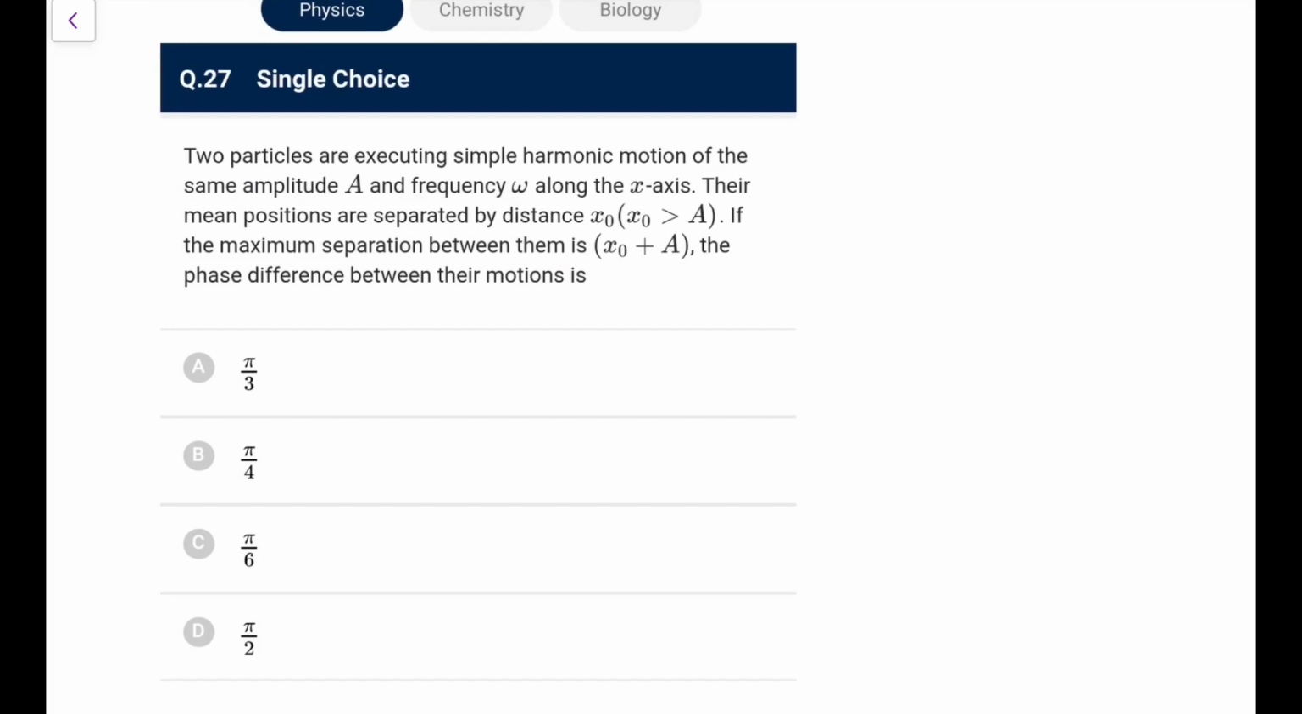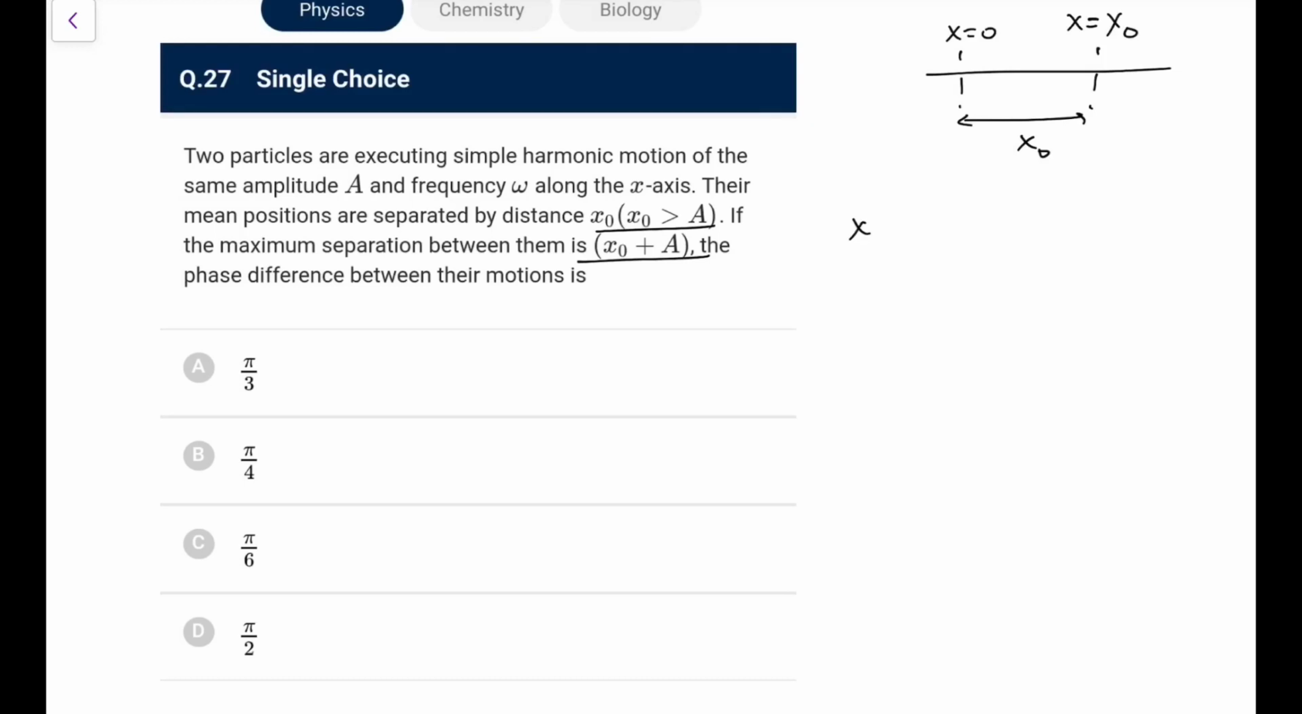Two particles are executing SHM of the same amplitude A and frequency omega along the x-axis. Their mean positions are separated by distance x0 greater than A. If the maximum separation is x0 plus A, the phase difference between their motion is. This is a very good question, and this has come before also, but I'll explain again. We have two particles whose mean positions are separated by distance x0, and the maximum separation between them is x0 plus A. So let one mean position be x equal to 0 and the other x equal to x0.